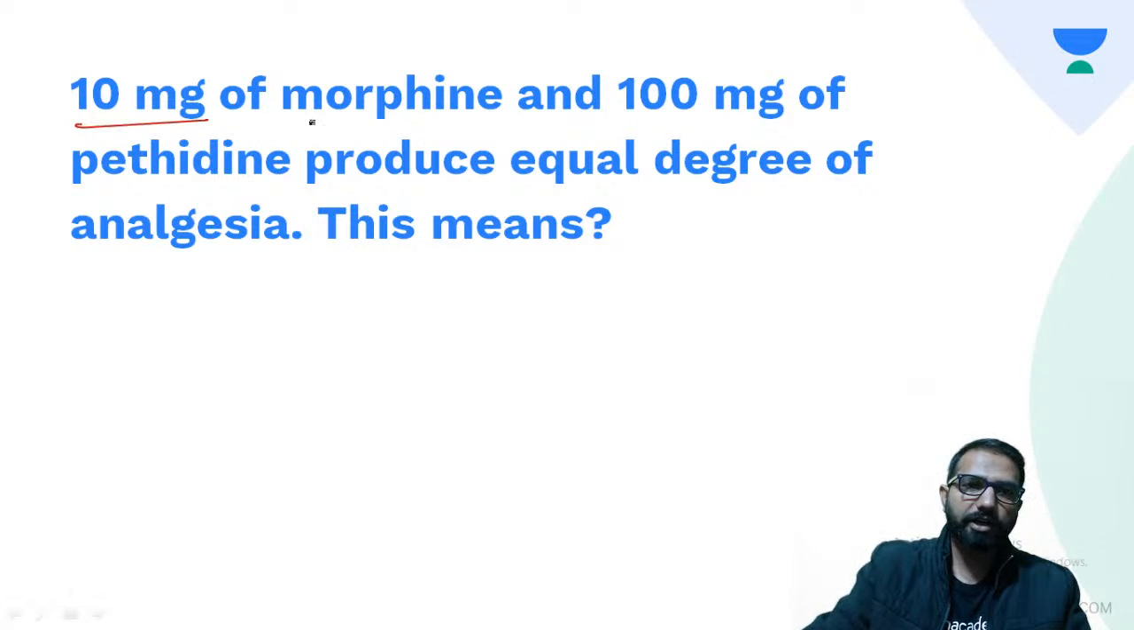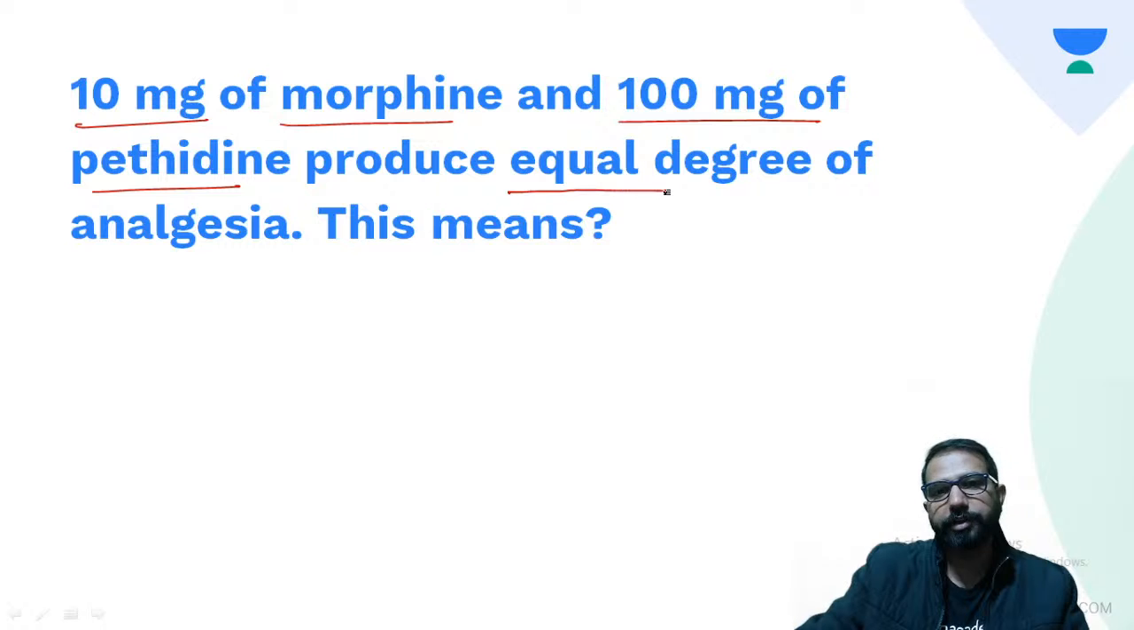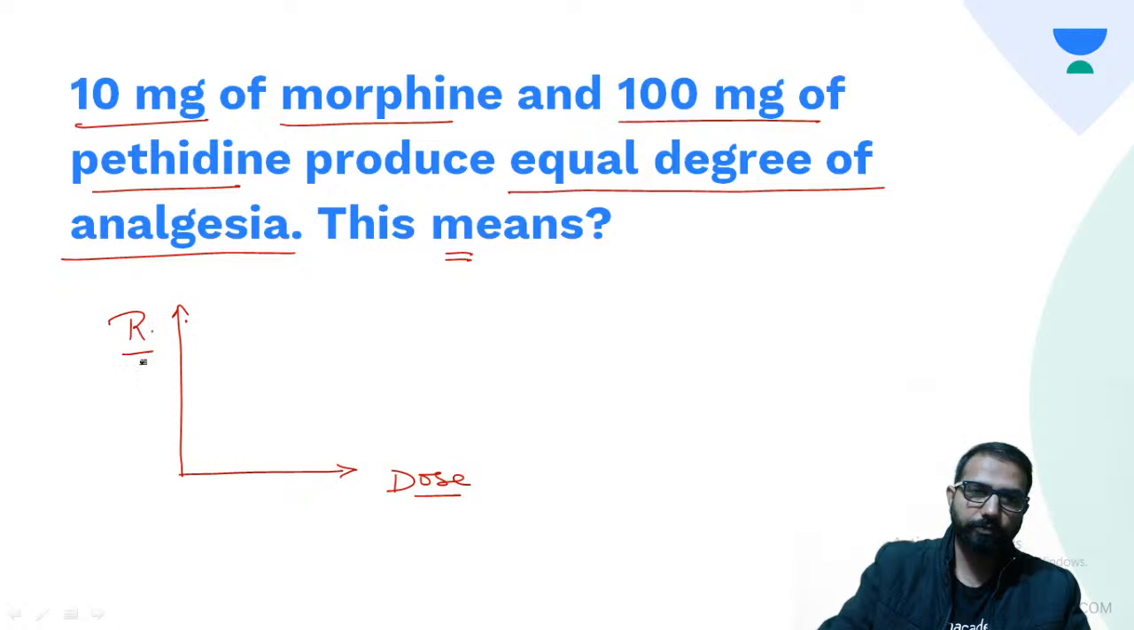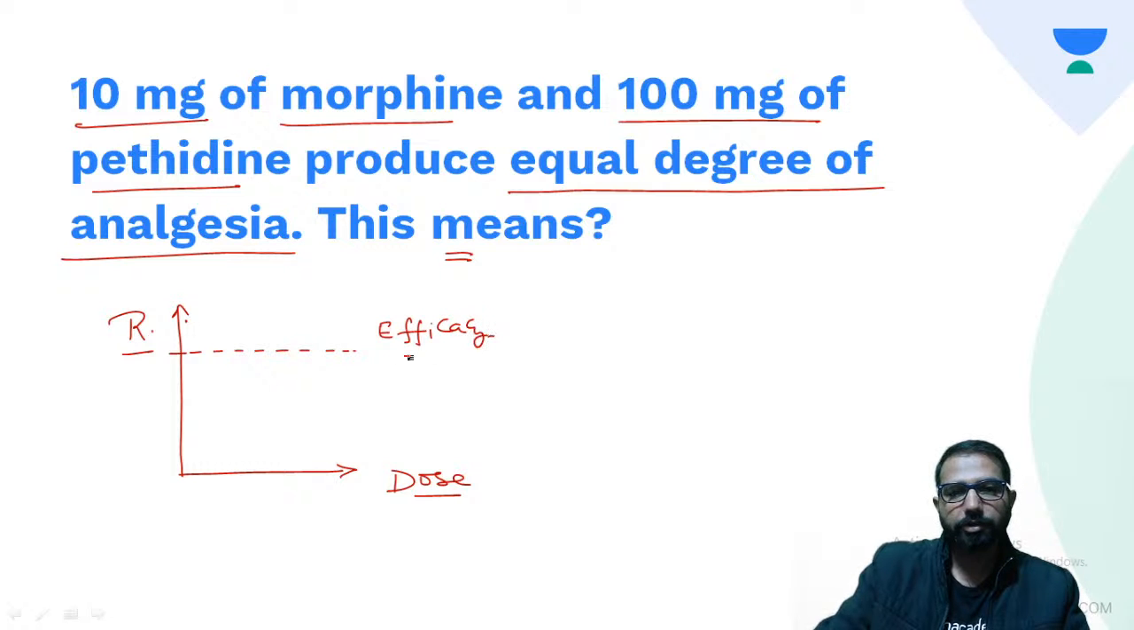The next is: 10 milligram of morphine and 100 milligram of pethidine produce an equal degree of analgesia. This means what? Both have an equal degree of analgesia. If you see the response, that is equal. So suppose this is the dose and this is the response. Very good, Aditya. If you see morphine and pethidine, the effect is an equal degree of analgesia, so the efficacy is equal for both.